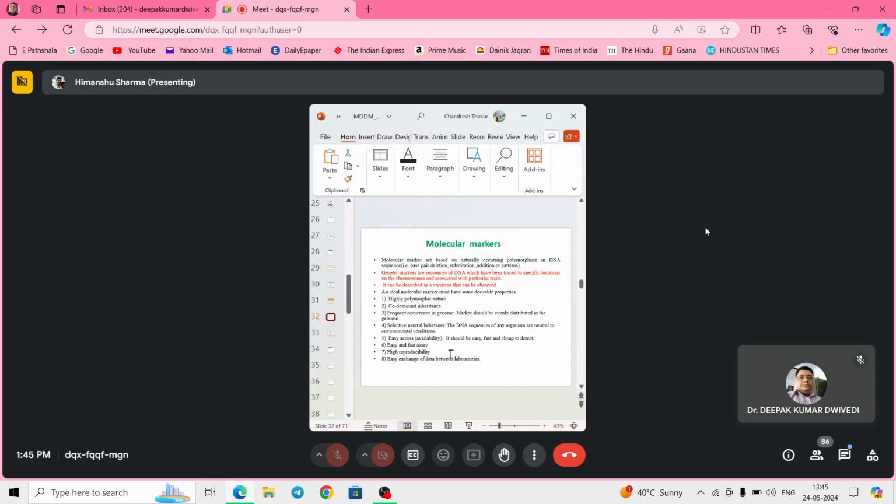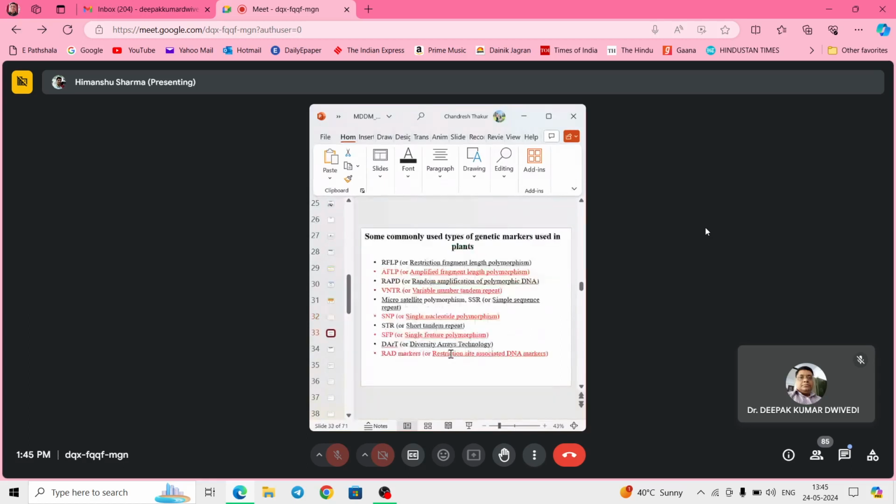It should also be easily accessible to you, and highly reproducible and easy to exchange, so that if I am doing it, you can also do this type of experiment in your lab. There are different generations of markers, just like mobile generations, each an advancement over the previous.